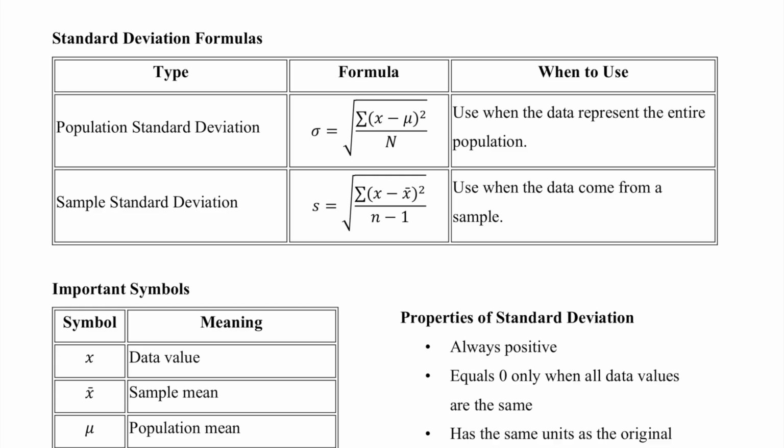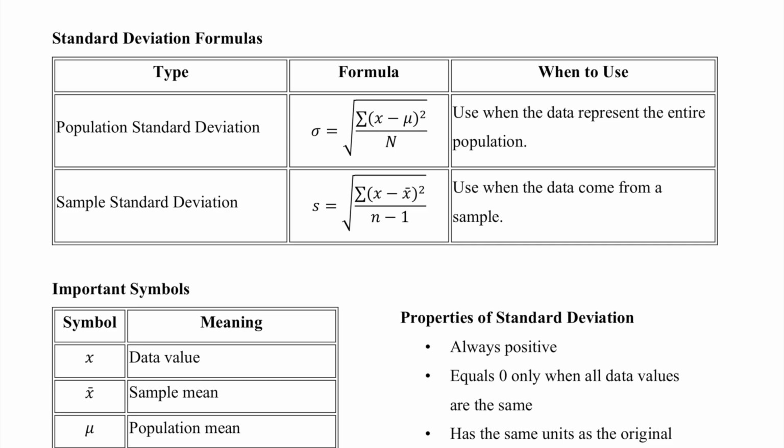But the biggest difference is in the denominator. Notice that the population formula divides by the population size. The sample formula divides by the sample size minus 1. Be careful here. This is one of the most common mistakes students make. When you are working with the entire population, you divide by uppercase N. When you're working with a sample, you divide by lowercase n minus 1.